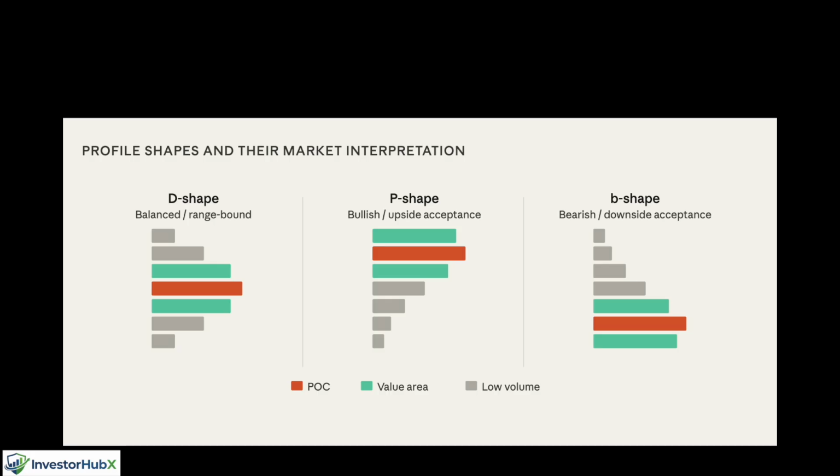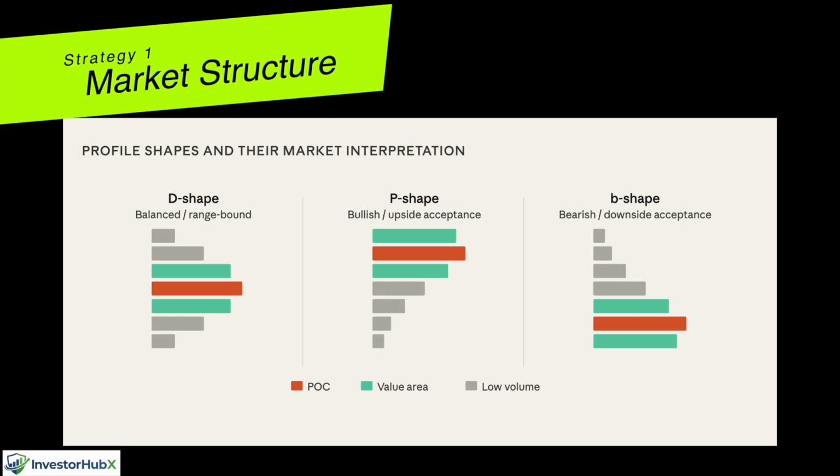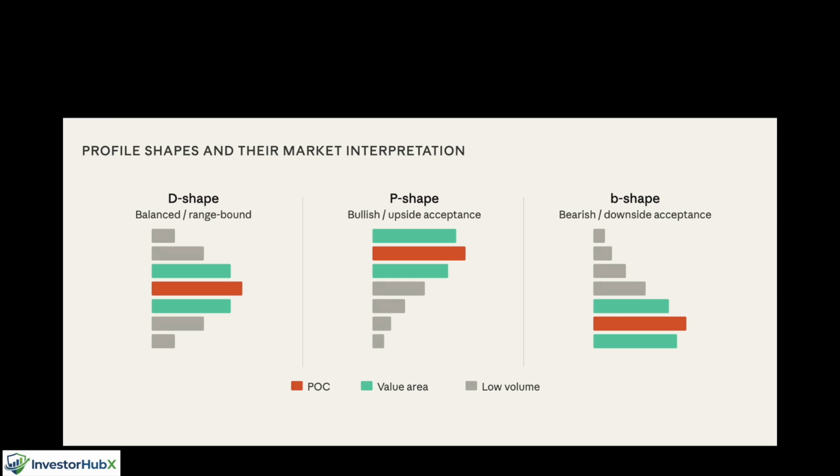Now, let's look at some volume profile strategies. The first strategy is understanding market structure. Volume profile becomes much more powerful when you stop looking at it as just an indicator and start reading it like a story. It shows where buyers and sellers were most active, who was in control, and where momentum started to change. There are three main volume profile shapes: the D-shaped profile, the P-shaped profile, and the B-shaped profile. Each shape gives us clues about what the market may do next.